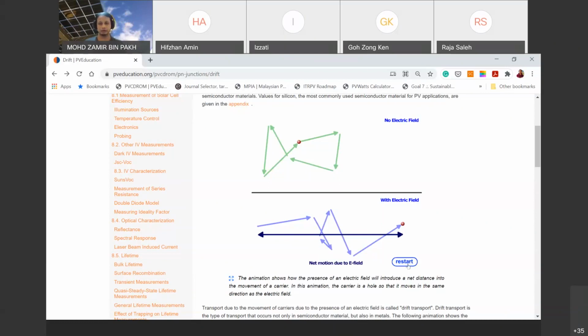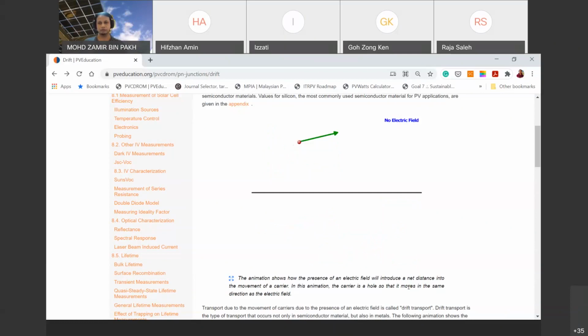Let's look at it again. Let's look at the no electric field case. It's just random hitting each other and the lattice, dopant, impurities, and there's no net movement at all. If you go here, you're going to see a net motion. However, there are still scattering events involved. So eventually it's moving in one direction.